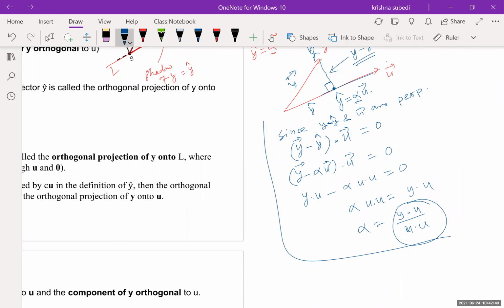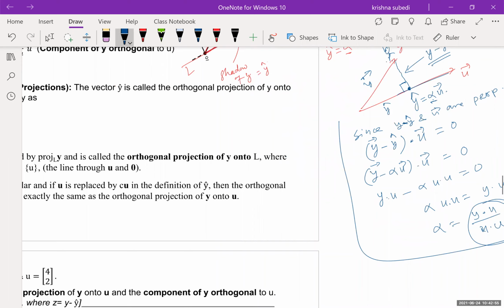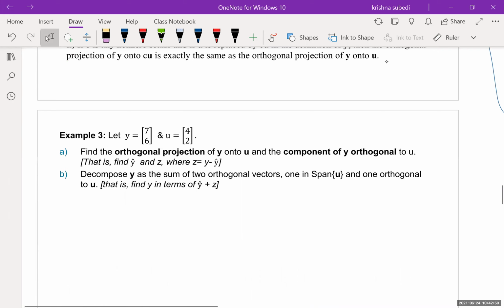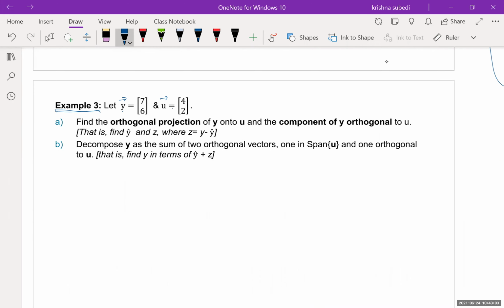Okay, now too much talking. Let's apply this concept to solve one problem. Here is example 3. We are given y, we are given u. Find the orthogonal projection of y onto u and the complement of y orthogonal to u. By the way, this one is called the complement.